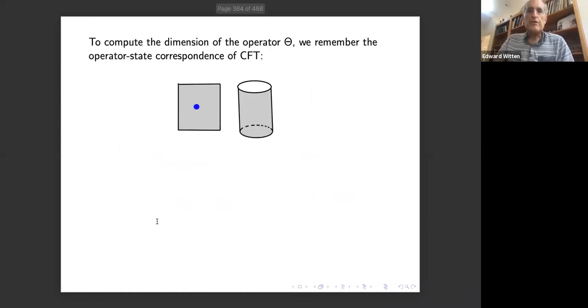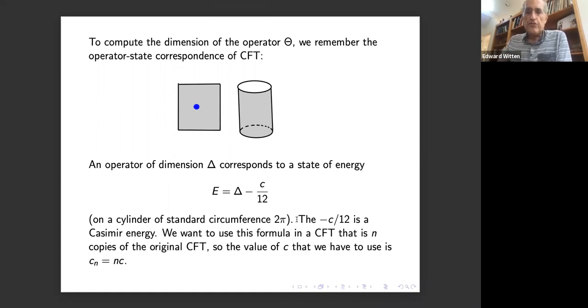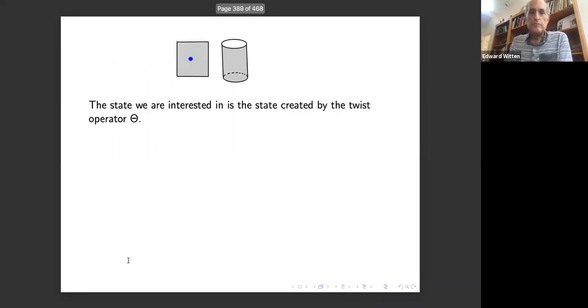So we remember the operator-state correspondence of CFT. Here's the plane with an operator inserted. That's conformally equivalent to a cylinder with a state in the far past that corresponds to this operator. Now, an operator of dimension delta corresponds to a state whose energy is delta minus c over 12, assuming the cylinder has circumference 2 pi. The minus c over 12 is a Casimir energy. We want to use this formula in a CFT that's n copies of the original CFT. So the value of c we have to use is c sub n, which is just n times c. And the state we're interested in is the one created by the twist operator.